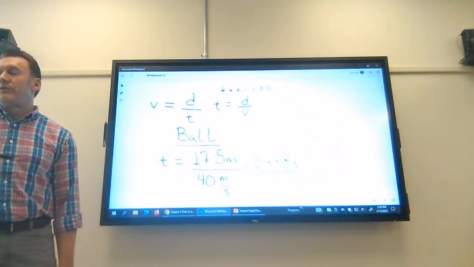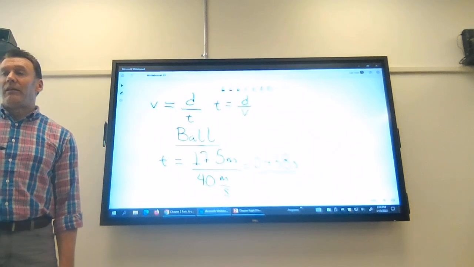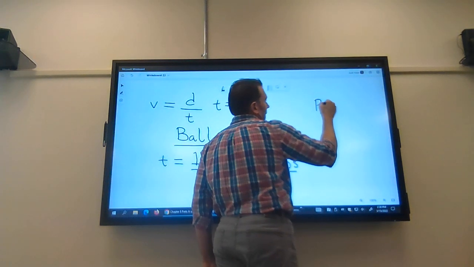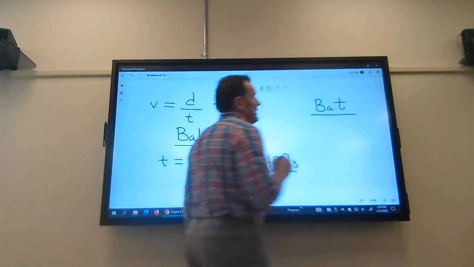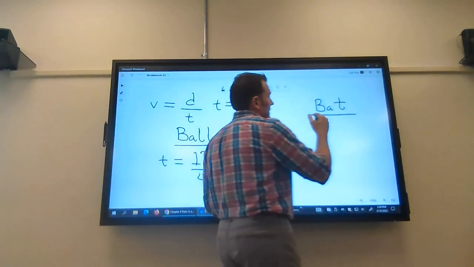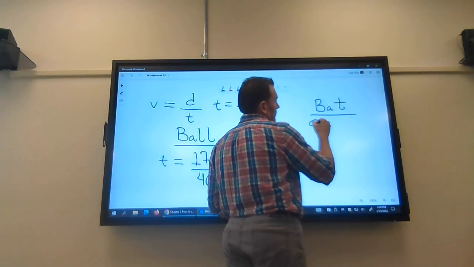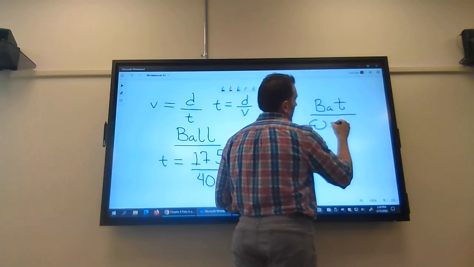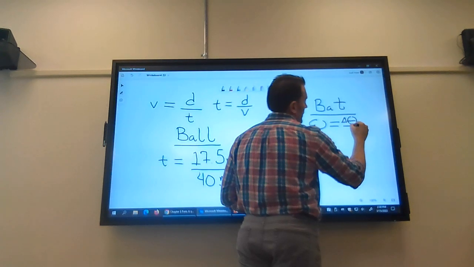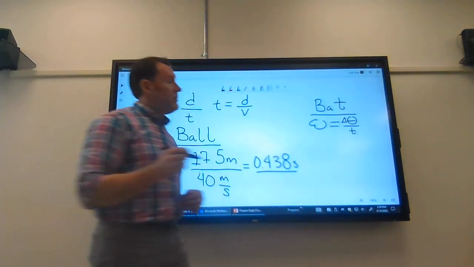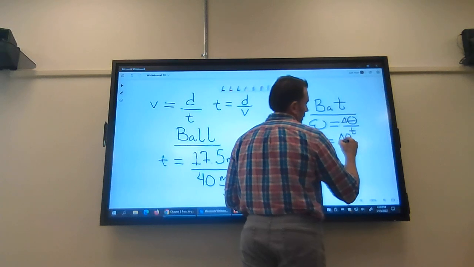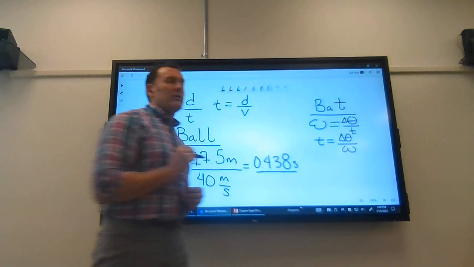So what we want to know is if the bat is over the plate at the same time as the ball. So let's look at the bat. In the same way that we solved for time, we could also do the same thing with angular velocity. So angular velocity is equal to angular displacement, theta, change in theta over time. Then I can rearrange this in the same way. So time is equal to angular displacement divided by angular velocity.